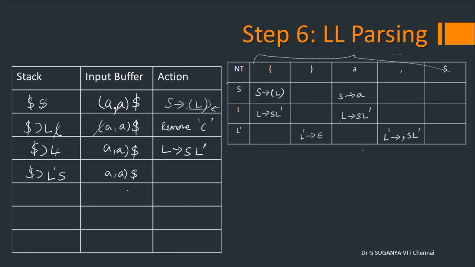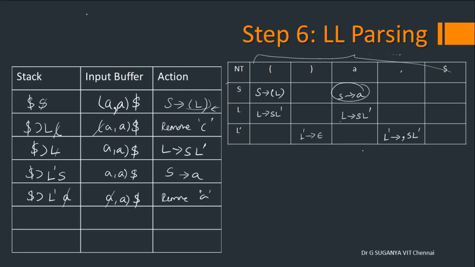The input buffer will not change because A is not what is on the top of the stack. Now S comma A is what we have to check. It is the production S gives A. So we have to replace this: pop out S and push A onto the stack. Now you can see the symbol on the top of the stack is equal to the input buffer, and hence you can remove the next input symbol A.